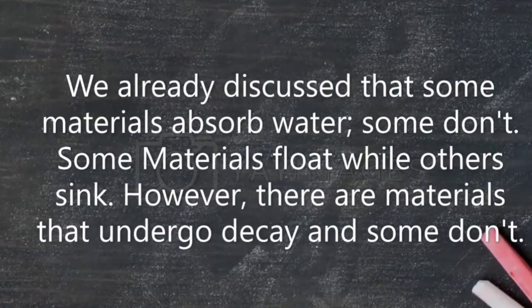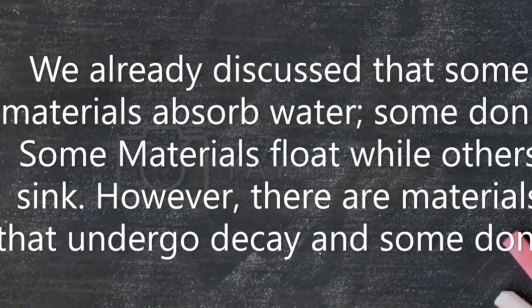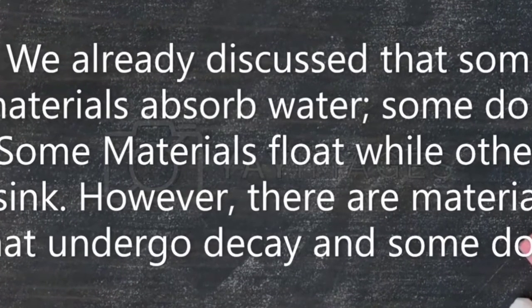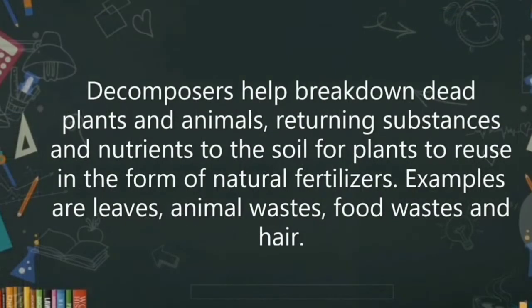We already discussed that some materials absorb water, some don't. Some materials float while others sink. However, there are materials that undergo decay and some don't. When a material undergoes decay, it becomes part of the environment and can be used again by living things. Its decaying process takes place with the help of bacteria and fungi, which are known as decomposers. Decomposers help break down dead plants and animals, returning substances and nutrients to the soil for plants to reuse in the form of natural fertilizer. Examples are leaves, animal wastes, food wastes, and hair.